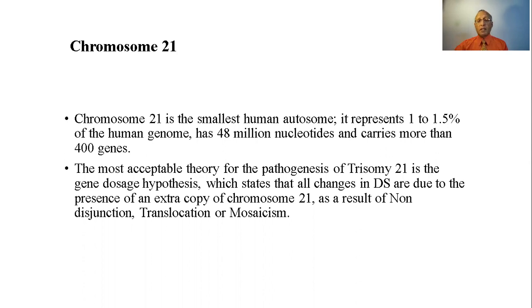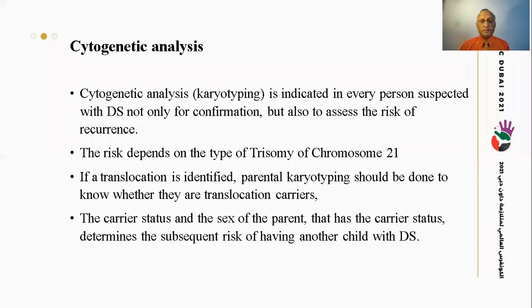The most acceptable theory for the pathogenesis of trisomy 21 is a gene dosage hypothesis, which states that all changes in Down syndrome are due to the presence of an extra copy of chromosome 21 as a result of either non-disjunction or translocation or mosaicism. That is, there is an extra copy of the 400 genes that are seen in chromosome 21, and they are responsible for all the features that you see.